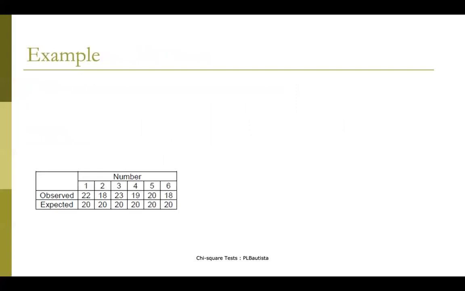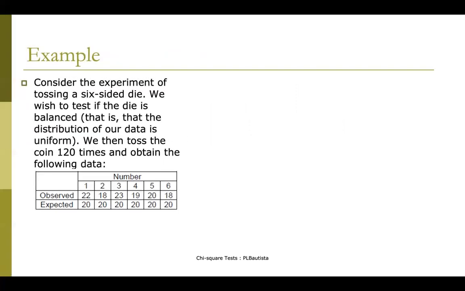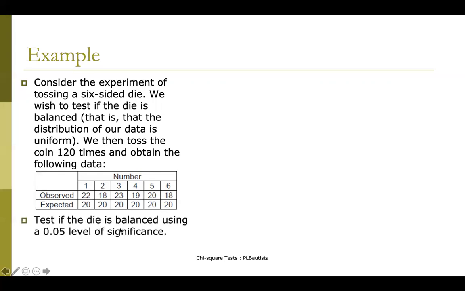So as an example, consider the experiment of tossing a 6-sided die. We wish to test if the die is balanced. That is, that the distribution of our data is uniform. So if the die is balanced, we would expect the same number of times that the numbers 1, 2, 3, 4, 5, and 6 appear. So if we toss the die 120 times and obtain the following data, we want to test if the die is balanced using a 0.05 level of significance.